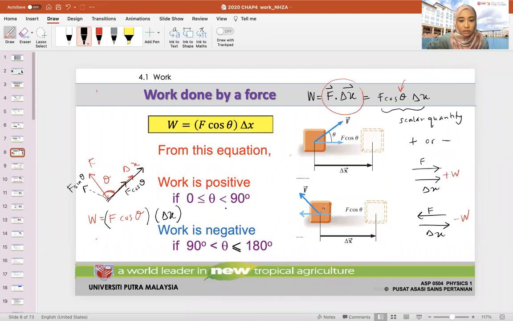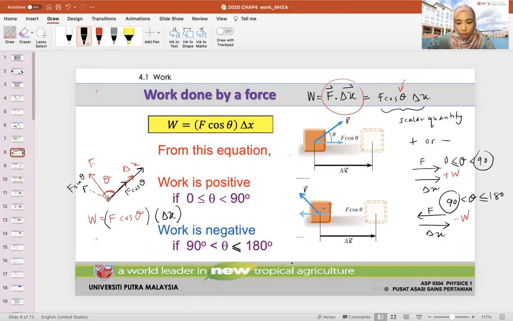So work is positive if the angle is 0 to 90 degrees, or equal, not equal, 0 or less than 90 degrees. And if it is greater than 90 and less than or equal to 180, then it will become negative. Kenapa tak boleh equal to 90? Because it becomes a 0.